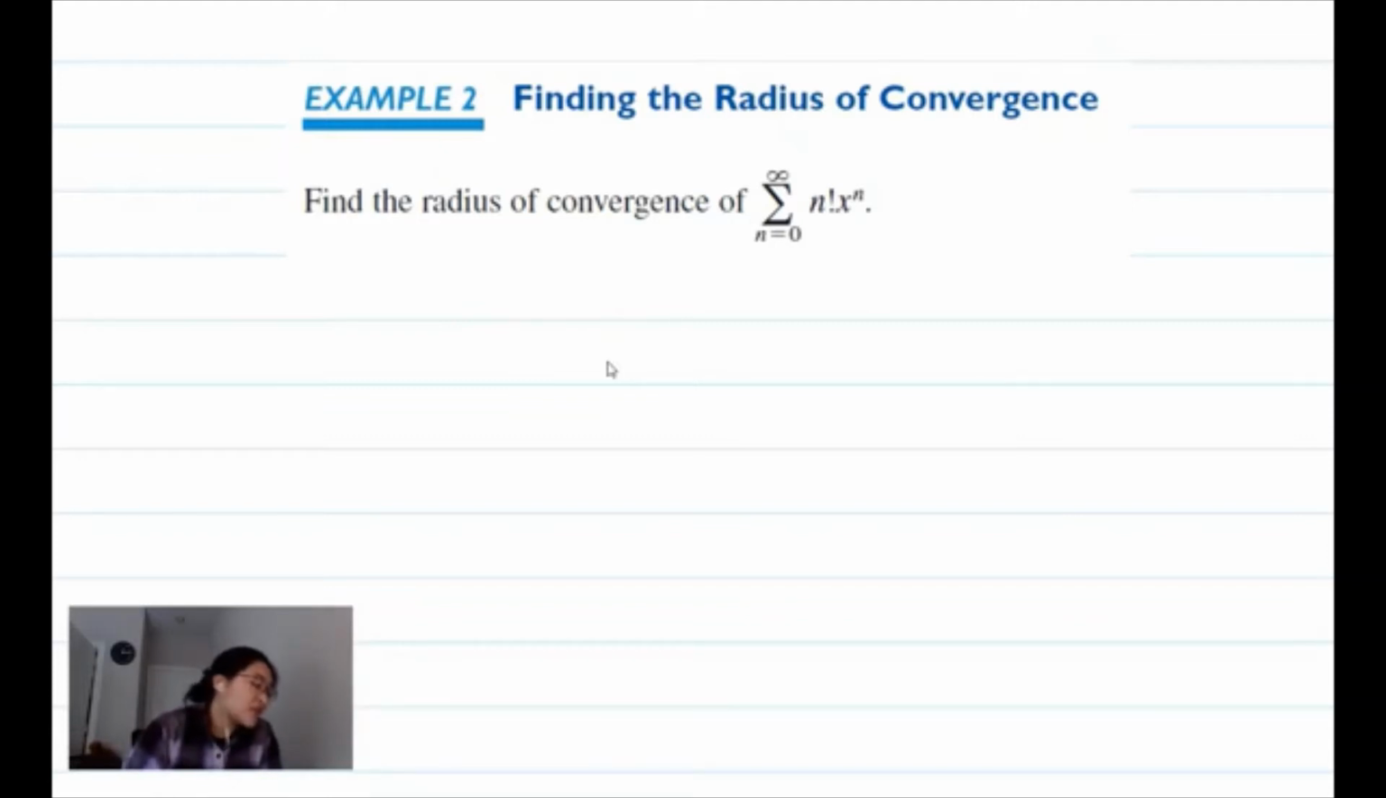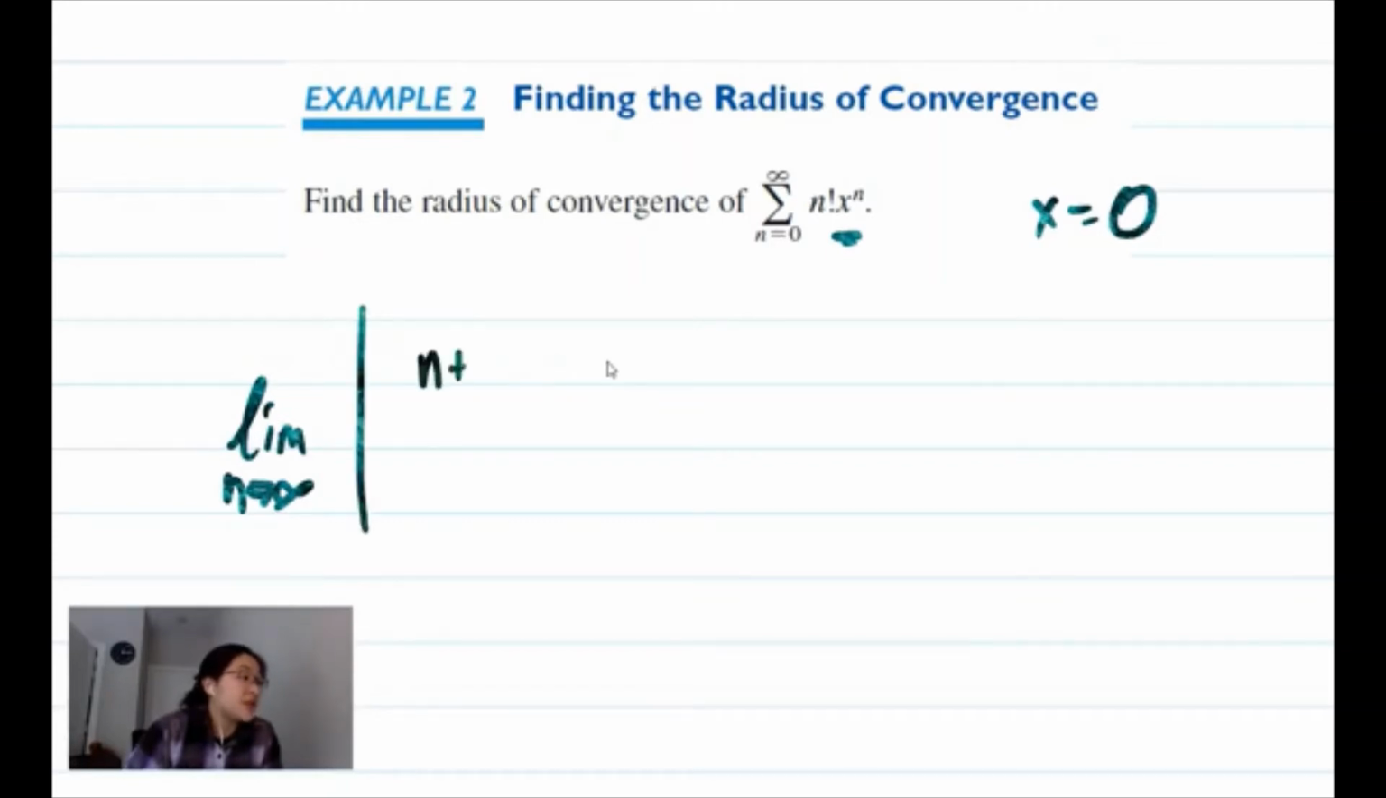So first we do need to figure out where we're centered. Where are we centered for this? We're centered at x equals 0. Okay, and then let's look at the ratio test. So our limit as n approaches infinity of our next term over our current term. So that's the absolute value of our next term, (n plus 1) factorial times x to the n plus 1, over our current term, n factorial times x to the n.